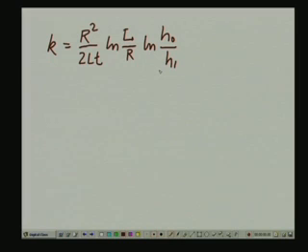So H1 in this case is going to be a water table rises in this case from H0 to H1. So H0 is going to be a larger number in this case, and H1 is going to be a smaller number.